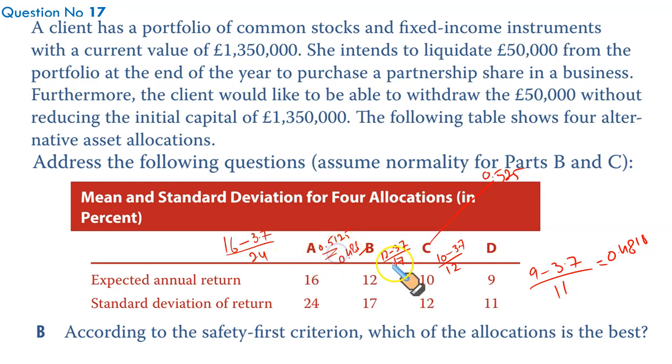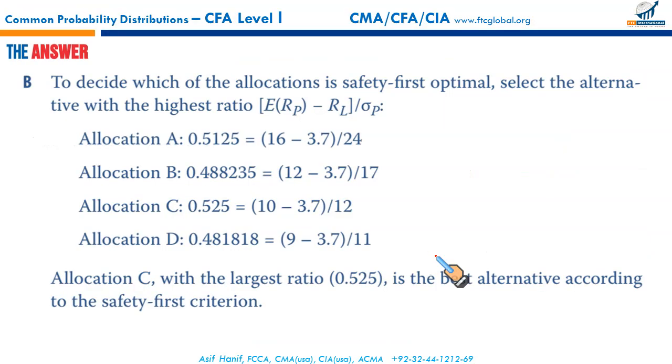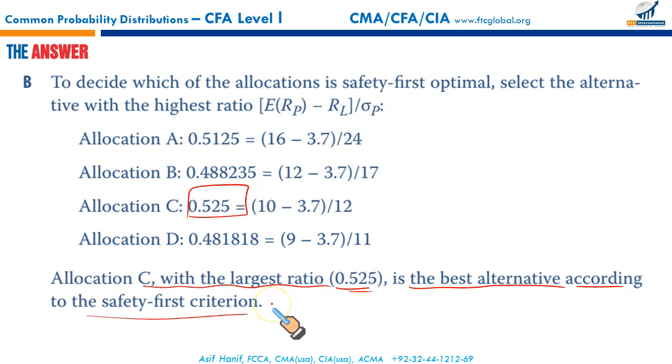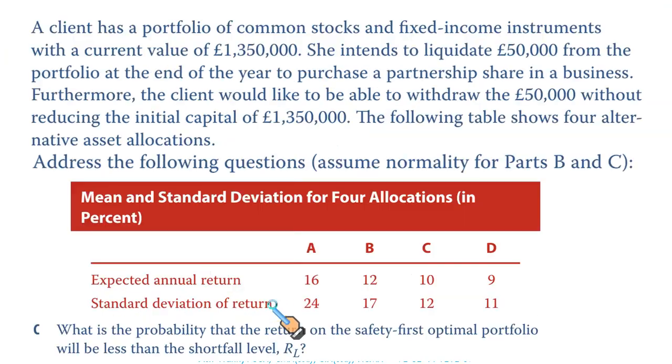It's 0.512, 0.488. I think A is giving you the highest one. A has the highest 0.512, but C is 0.525. This is the highest. C is offering you the highest value, 0.525. Allocation C with the largest ratio 0.525 is the best alternative according to the safety first criterion. Right? Okay, next.